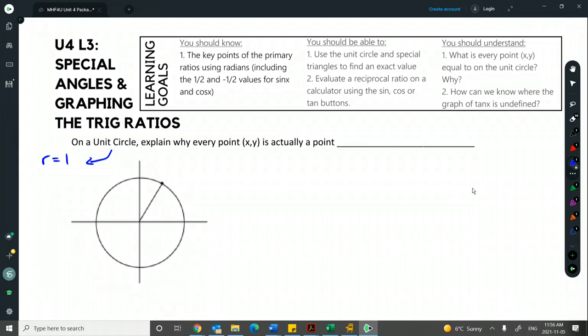I explained this to my grade 11 class, but does anyone who had it in class last year, unit circle, does this ring a bell? No? Okay.